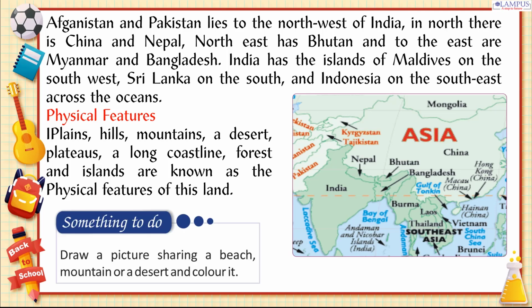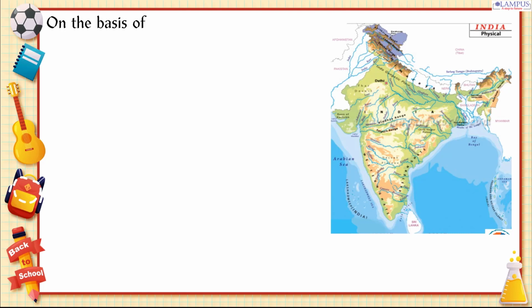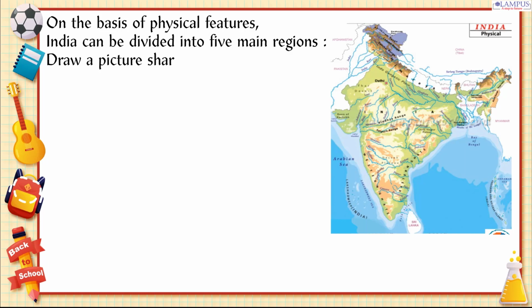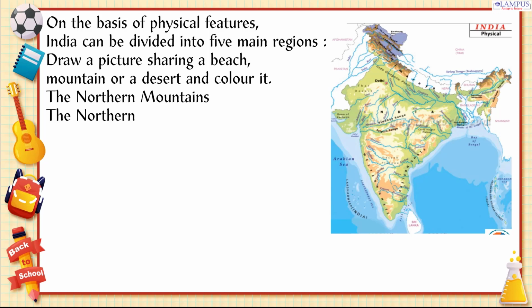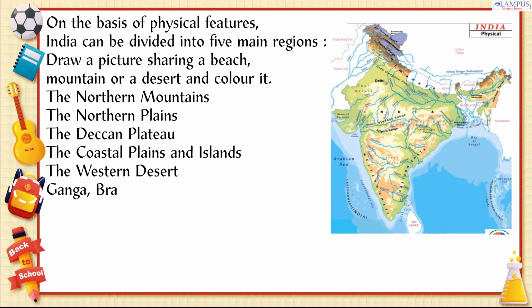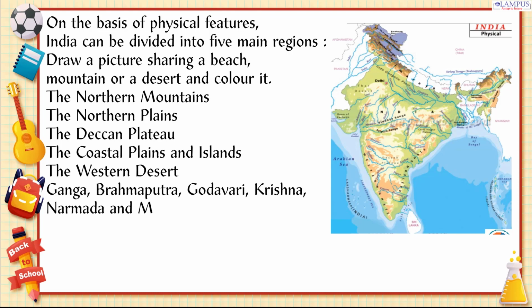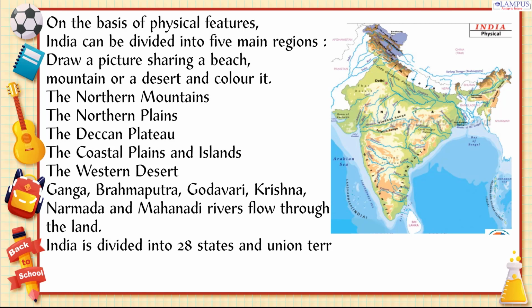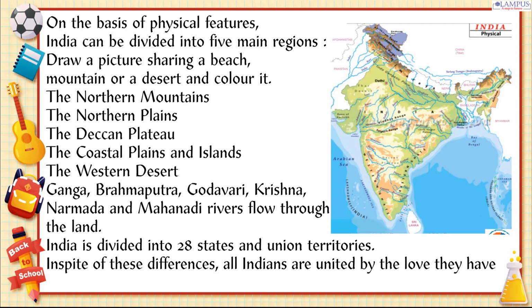Something to do. Draw a picture showing a beach, mountain or a desert and color it. On the basis of physical features, India can be divided into 5 main regions: the northern mountains, the northern plains, the Deccan Plateau, the coastal plains and islands, and the western desert. Ganga, Brahmaputra, Godavari, Krishna, Narmada and Mahanadi rivers flow through the land. India is divided into 28 states and union territories. In spite of these differences, all Indians are united by the love they have for their country.